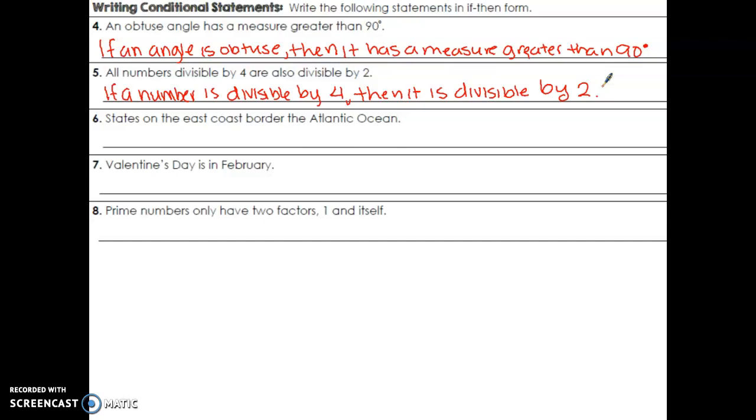I want you guys to try number 6, number 7, and number 8 on your own. The back of this paper is a completely different video, so when you're done with this, you can definitely start. If you're not done by the time class ends, which you should be, go ahead and start the second video at the next class time.